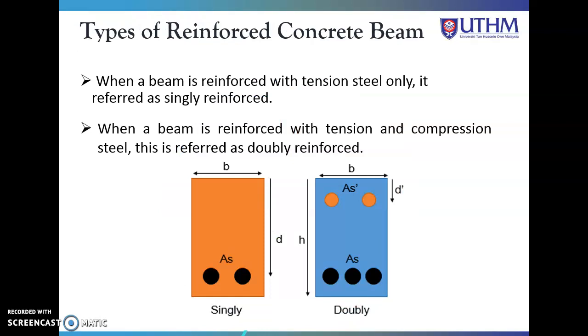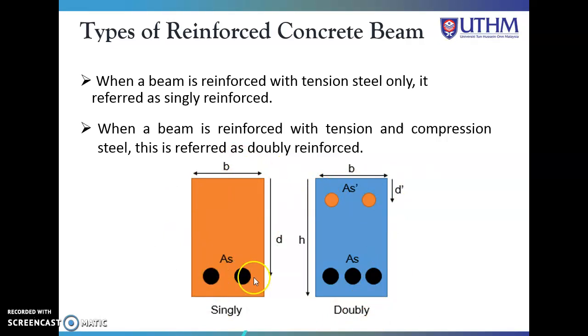Okay, so untuk sedia maklum, kita dah sedia maklum bila the beam only have a tension steel, so kita akan refer dia as a singly reinforced, whereby beam with the reinforced in tension and also the compression steel we refer as a doubly reinforced. So saya harap semua dah tahulah beza apa itu singly, apa itu doubly.